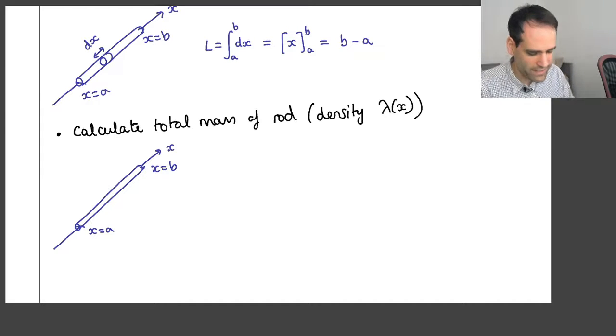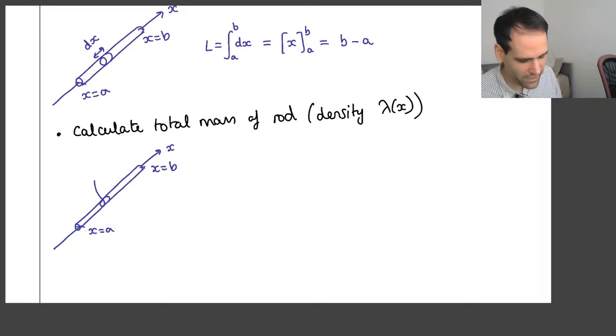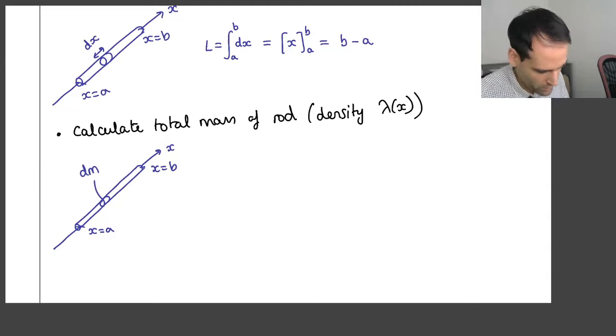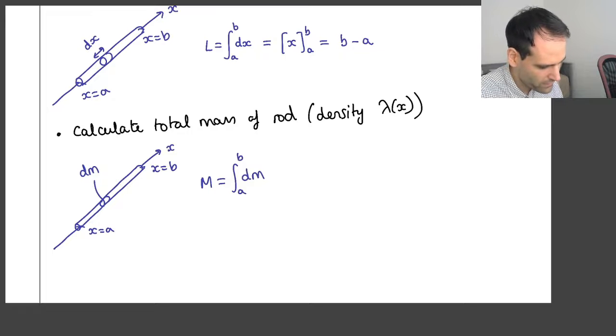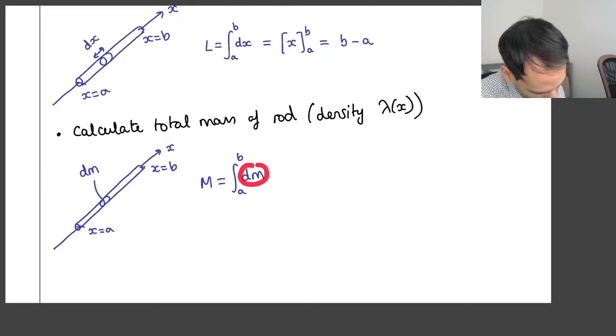So now what we can say is that we divide the rod again into differential pieces, and each of these pieces will have a differential mass. Let's call it dm, okay? So the total mass of this rod is going to be the integral of dm between a and b. And once again, here you see that an integral is just adding up an infinite amount of infinitely small pieces, okay? Now, what is dm? So dm is the mass of a differential piece of length dx, okay?